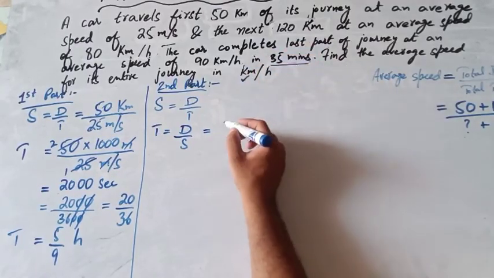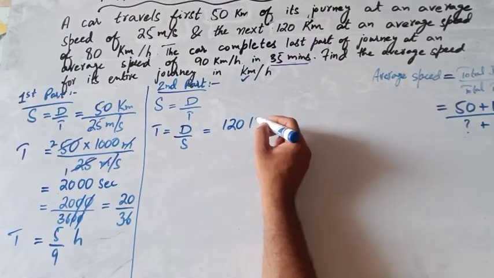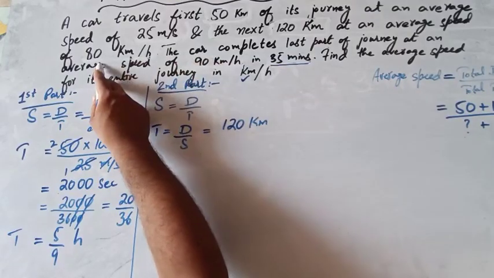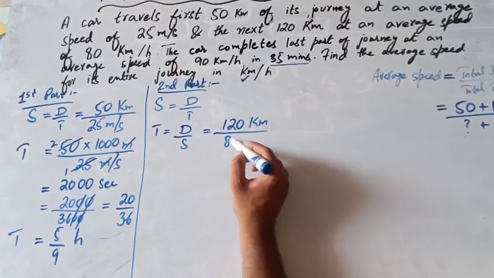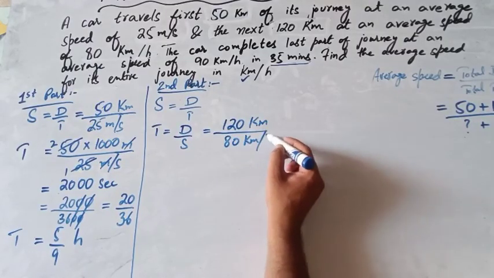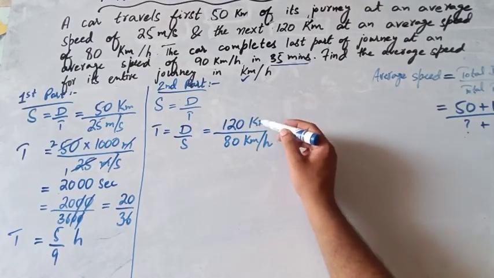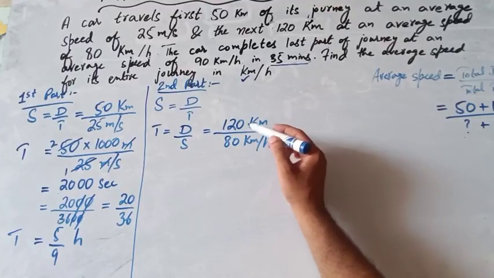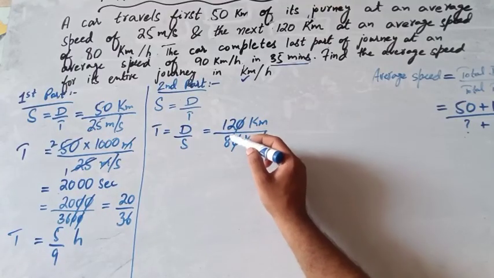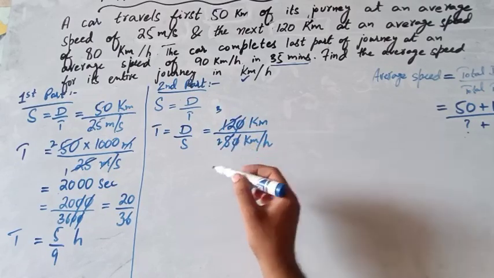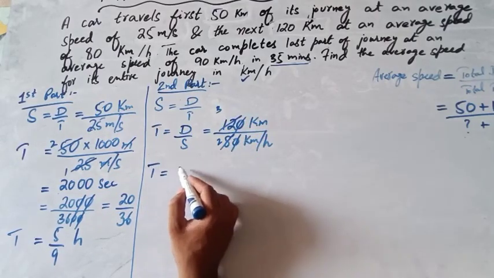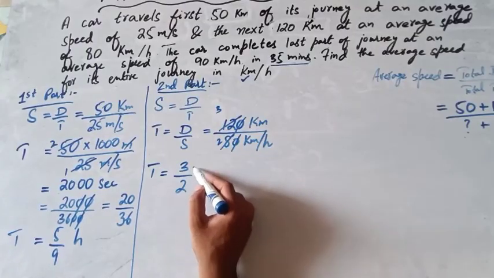Next 120 kilometers at an average speed of 80 kilometer per hour. Now we need to see whether the units are the same. Yes, both the units are the same. So 10 goes out with 10, 4 3s are 12, 4 2s are 8. So this will give us time 3 upon 2 hours.